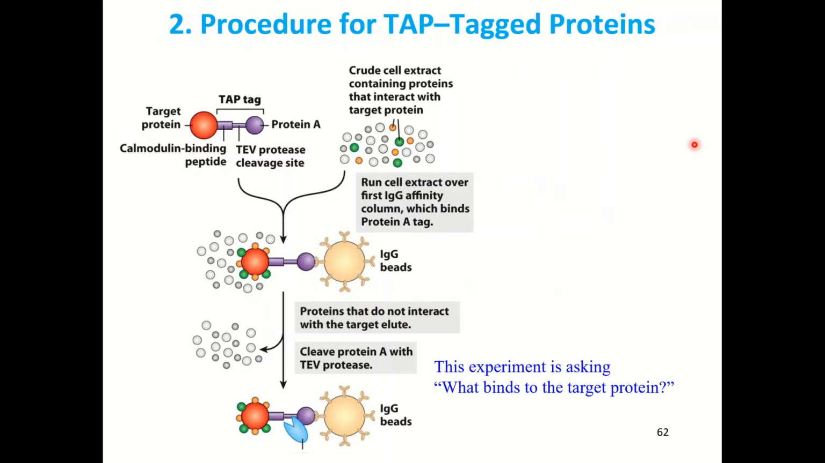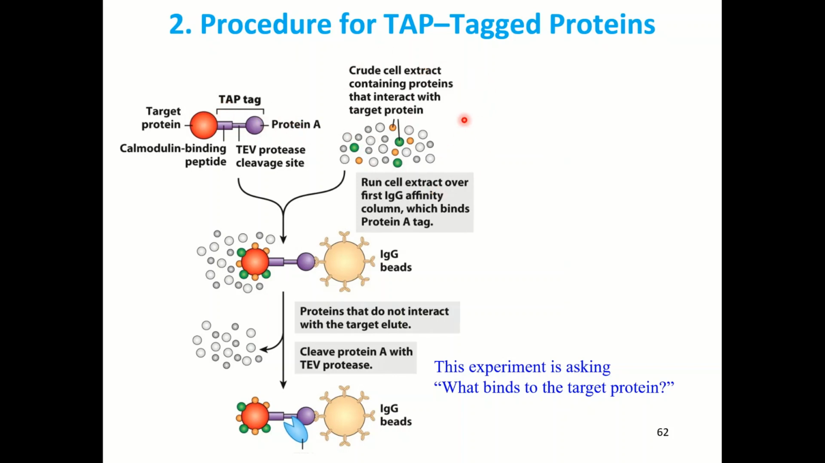interacting with it. Okay. The second procedure for doing this is what's known as TAP tagged proteins. Okay, a TAP tag, here are target proteins in red, and then our TAP tag is shown here in purple. And there's a few different parts to it. Calmodulin binding peptide, TEV protease cleavage site. This site just allows us to cut off this piece, and then we have protein A at the end.